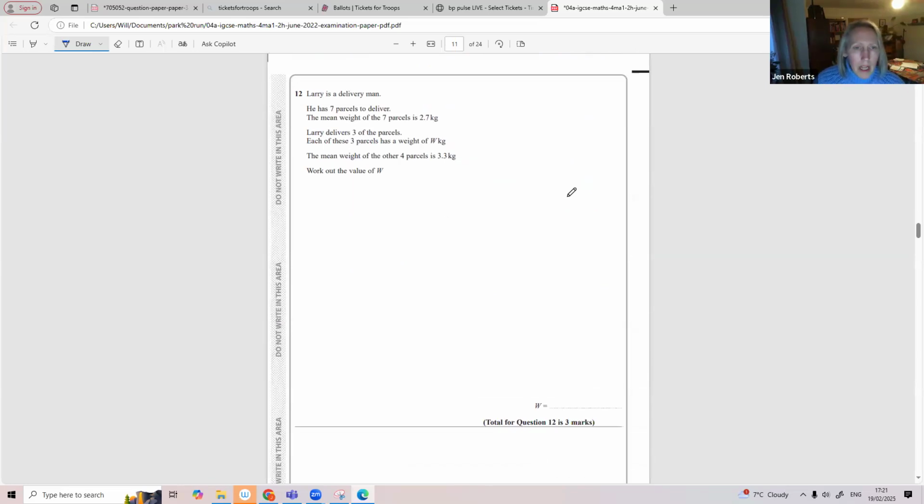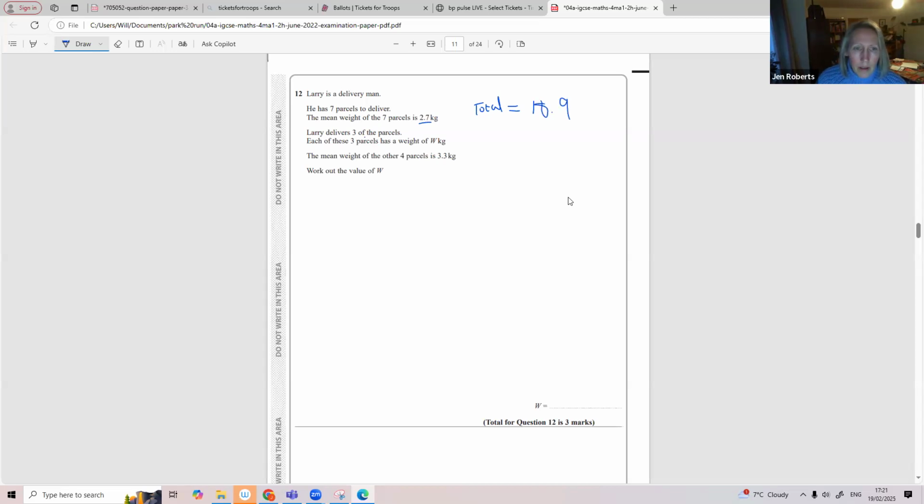Larry's a delivery man. He has 7 parcels to deliver. The mean weight of the 7 parcels is 2.7. So already I can recognise this type of question. They do use this quite often in the IGCSE at Edexcel. I'm going to get the total first before I even read the question. So 7 times 2.7 will give you the total weight of those 7 parcels, which will be 18.9.